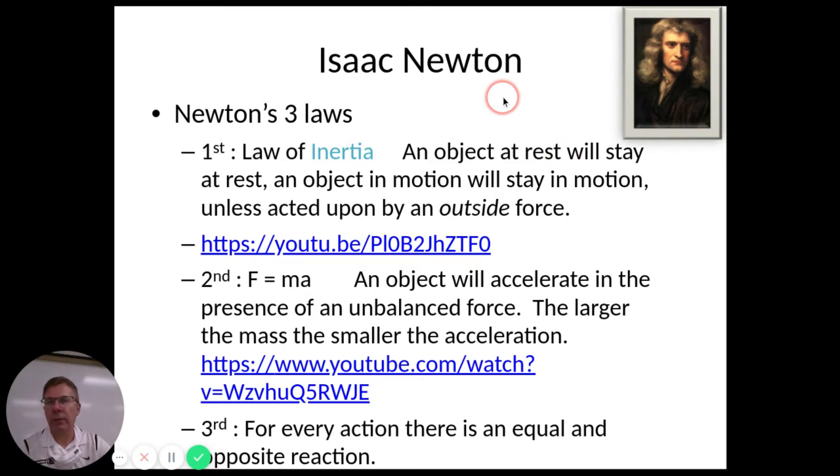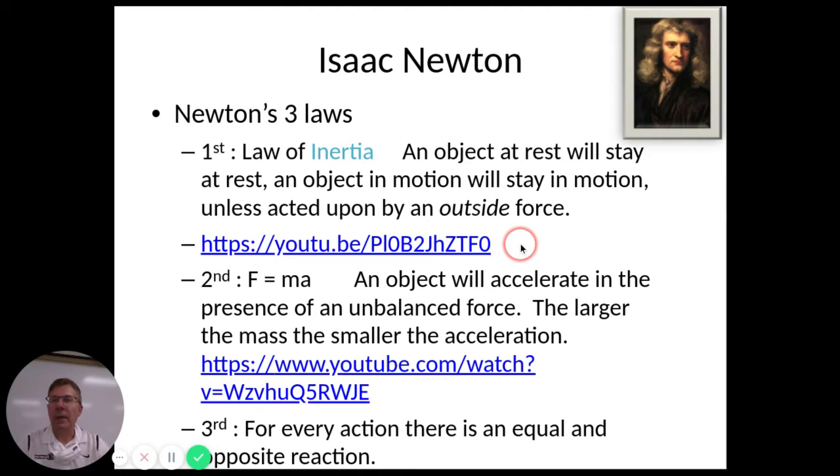All right, Isaac Newton had 3 laws. The first law is the law of inertia. An object at rest will stay at rest, an object in motion will stay in motion unless acted upon by an outside force. I included this video here you could watch. This is an example of Newton's first law on the International Space Station.